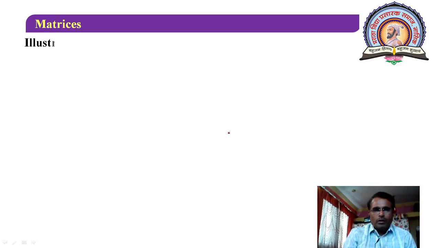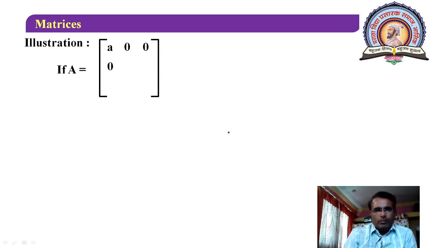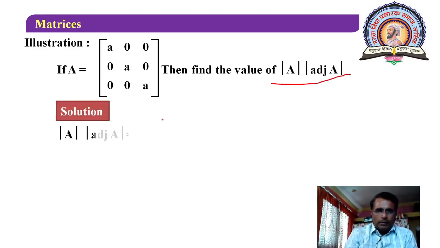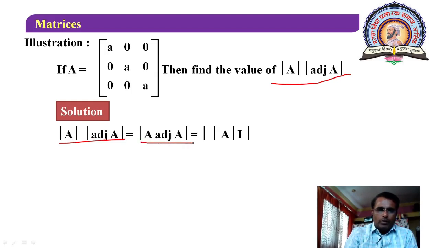Okay. Now, with an example we will get it clear. If A is equal to the matrix with a, 0, 0; 0, a, 0; and 0, 0, a, and we are expecting the value of determinant A into determinant of adjoint A, then see what the solution is. We know that product of determinants is equal to determinant of product. So, determinant of A into determinant of adjoint of A is equal to determinant of A into adjoint of A, and we know that A into adjoint of A is always equal to determinant A into I. Already we have seen this previously.